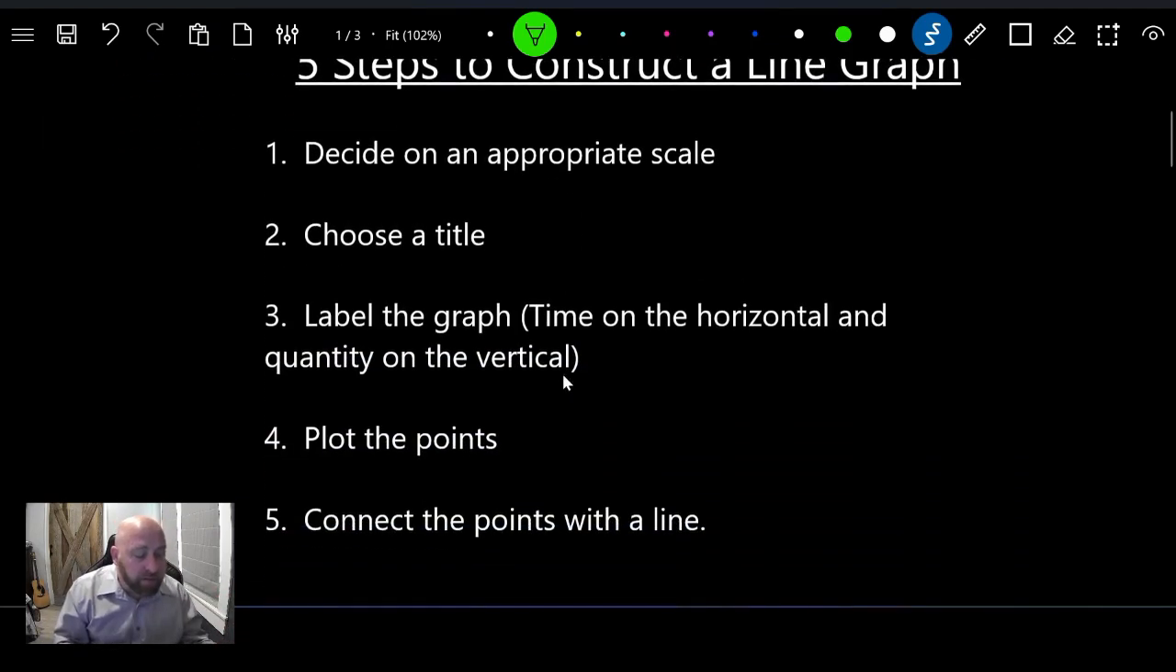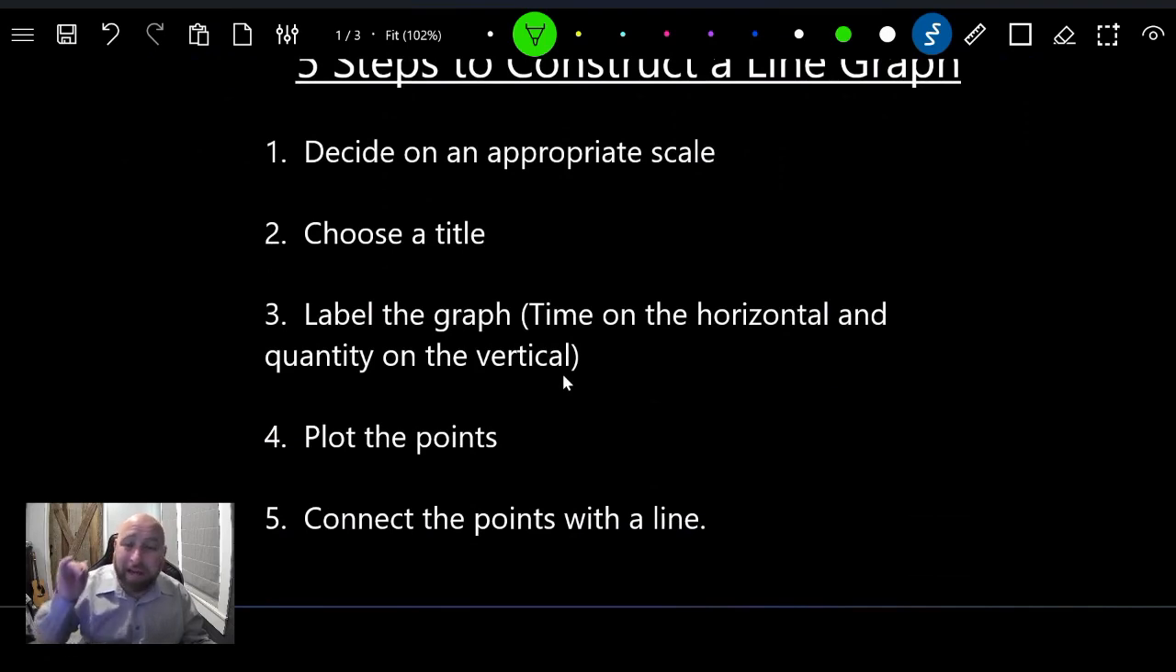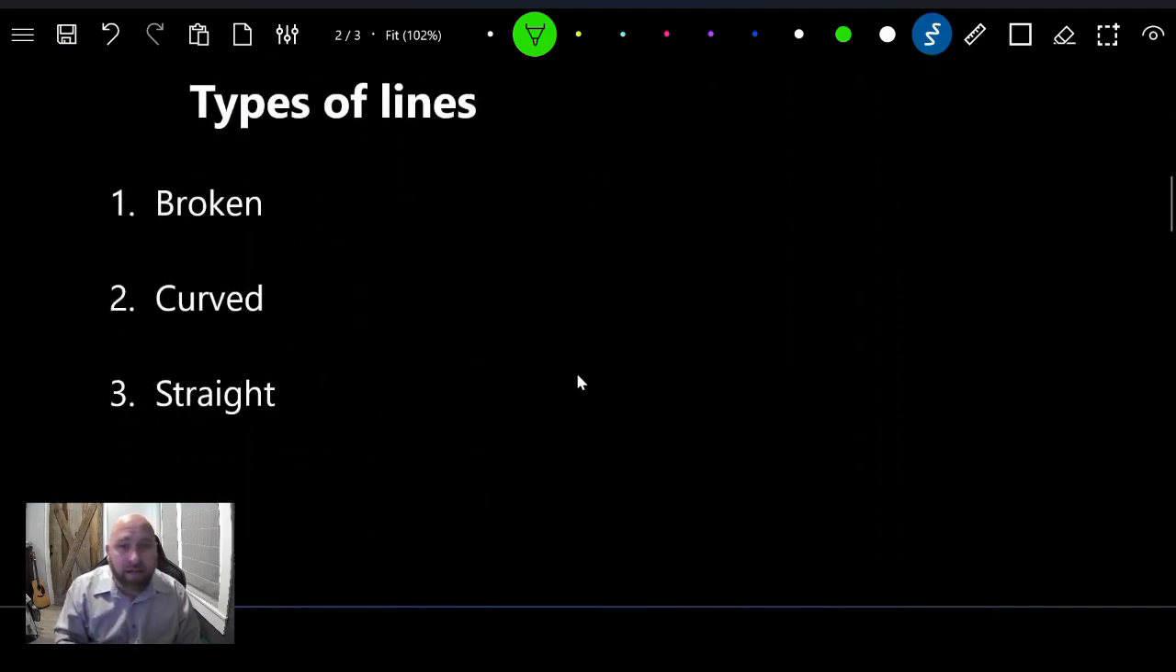All right, next is plot the points. Now we're going to actually take, once we get everything done, we're going to actually put the points on the graph. Then next we're going to connect the points with the line. That's where our line comes in, right? It's a line graph. So we connect the points with a line. Now that line can look different. So there's a couple different ways that that line can look.